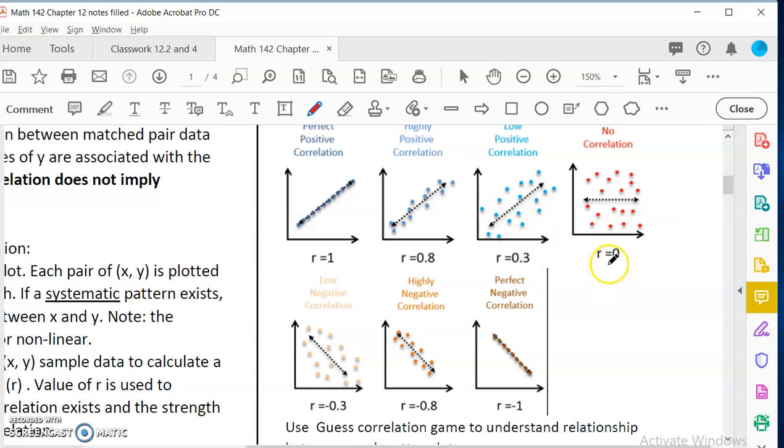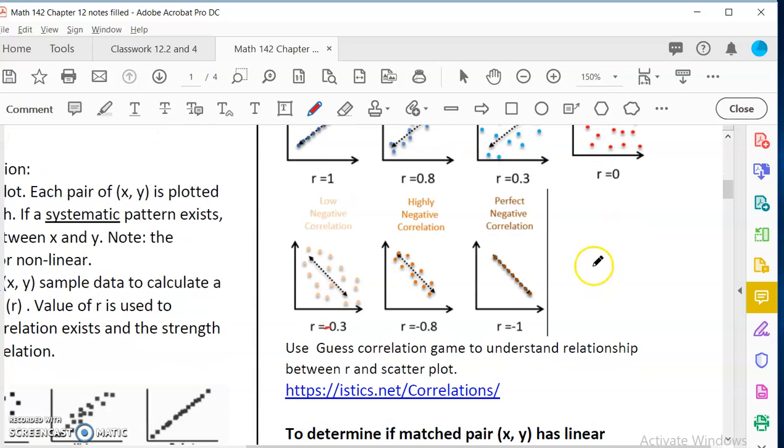So we talked about this before. When R is 0, you see dots all over the place, and if you try to draw a pattern, it would just be a horizontal pattern. And when it lines up really well positive, R is 1. When it lines up really well downward, then R is -1. When it is close to the line, then it's 0.8, or -0.8 for negative. When it is spread out, then it is 0.3 and -0.3. So this one is negative. It's not very clear, but this is positive. So you can kind of get the idea.